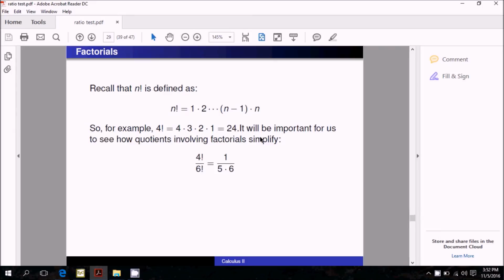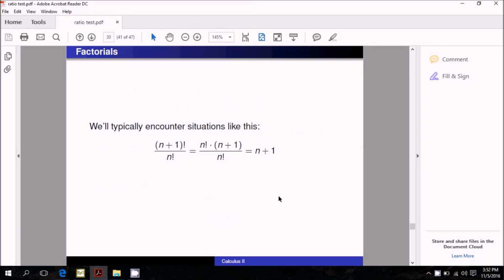So for us, we'll need to be able to simplify quotients involving factorials. So for example, 4 factorial over 6 factorial, both of these contain a 1 times 2 times 3 times 4 that'll cancel out, and that'll leave only a 5 times 6 in the denominator. We can think of this as just rewriting this 6 factorial as 4 factorial times 5 times 6, because again, 4 factorial is that 1 times 2 times 3 times 4, and the 5 times 6 will give us 6 factorial. But now 4 factorial over 4 factorial cancels out, leaving us the 1 over 5 times 6.